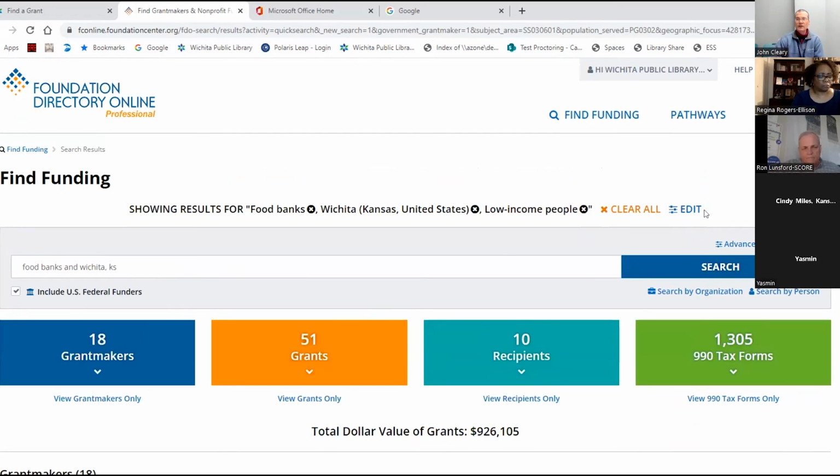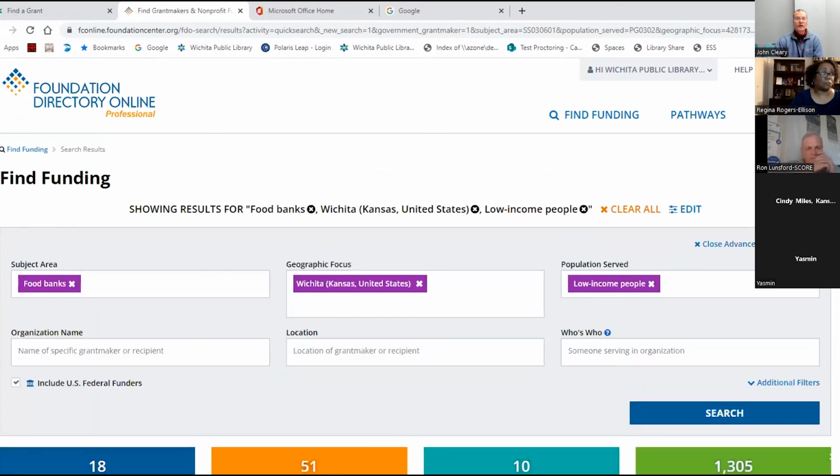There's also an advanced search you can do. Here where it says advanced search and filters, if you click on that, it will bring up some different subject areas that you can include.